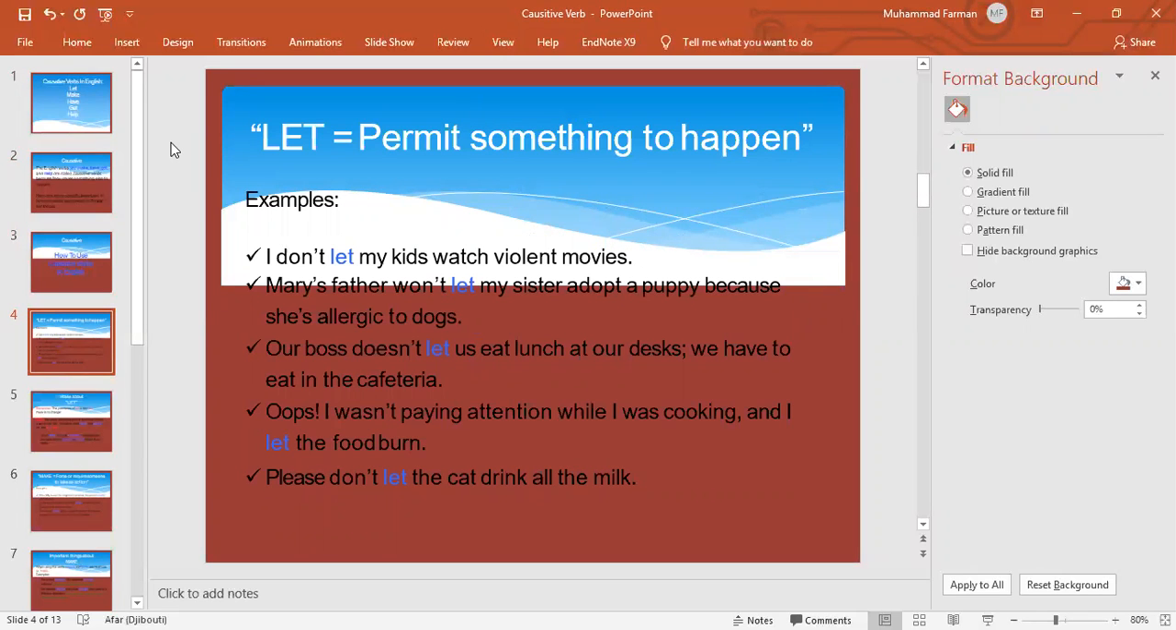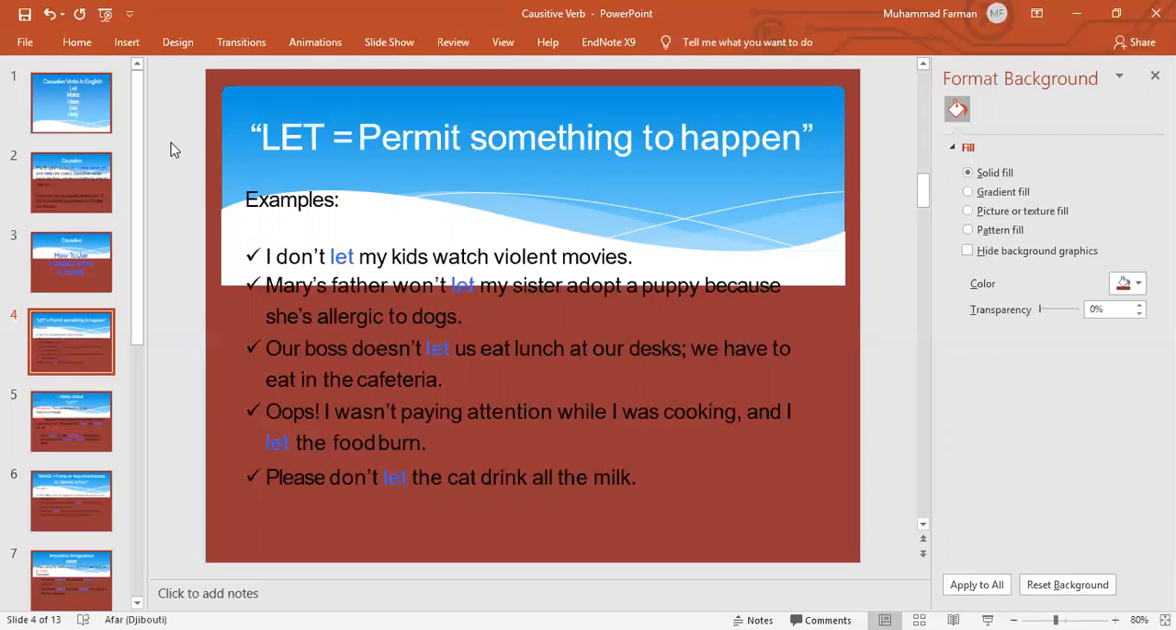First one, let. Let is being utilized where we have to get permission or where we want to get permit for any task or any type of information. Let's see the examples. I don't let my kids watch violent movies.